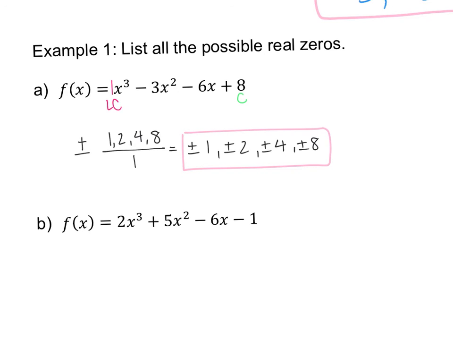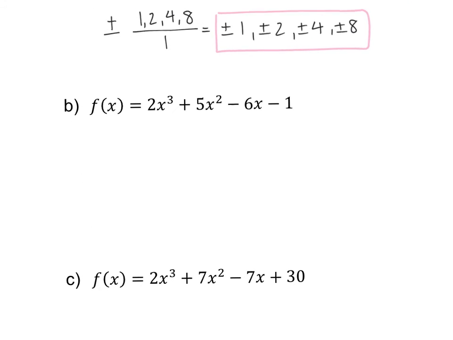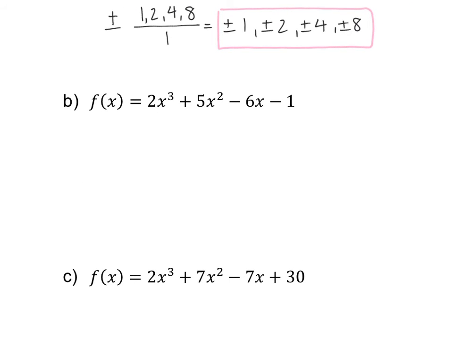So that allows me to, if I were to graph it, search for numbers that are close to 1, 2, 4, or 8, whether that be on the negative side of the x-axis or the positive side of the x-axis. All right, for B here, it looks like my constant is a negative 1, and then my leading coefficient is a 2.